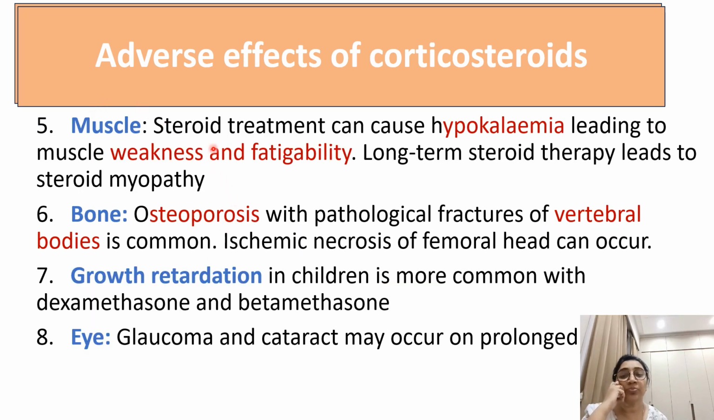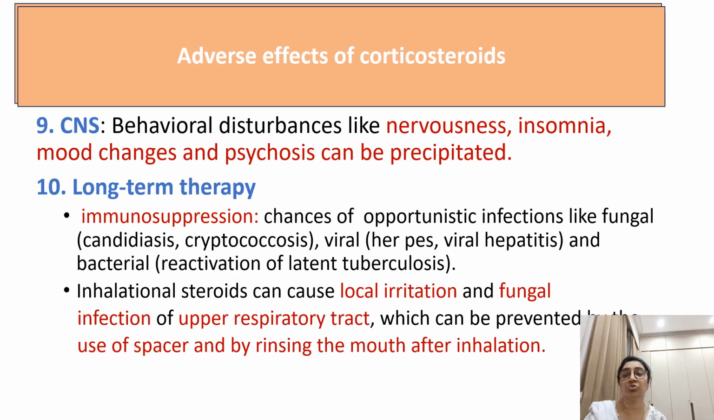Effect over the muscle. Treatment with steroid for a longer duration of time causes hypokalemia, leading to muscle weakness and fatigability. Long-term steroid therapy can lead to steroid myopathy. Effect on the bone: osteoporosis occurs due to decreased formation of osteoblasts and increased formation of osteoclasts. Ultimately, pathological fracture of the vertebral bodies is common and ischemic necrosis of the femoral head can occur. Growth retardation in children may be common with dexamethasone and betamethasone, and in the eye, glaucoma and cataract may occur on prolonged use of the corticosteroid.